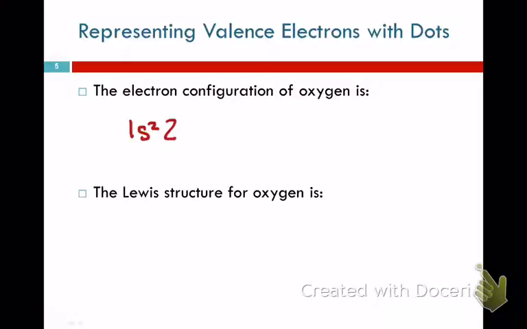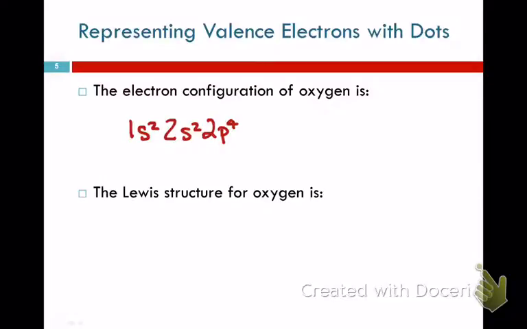So it's 1s2, 2s2, and then where does it end? 2p4, because remember, I did 1s2 because I know everything is filled up to here. So I know this is 1s. I know this is 2s. So this is 2p. It's on the second period in the p block. So it's 2p4. So that is the electron configuration for oxygen.